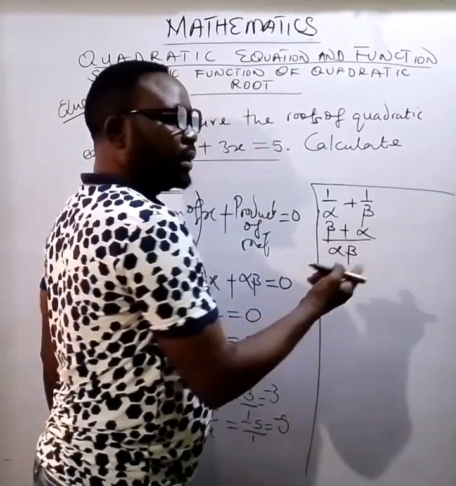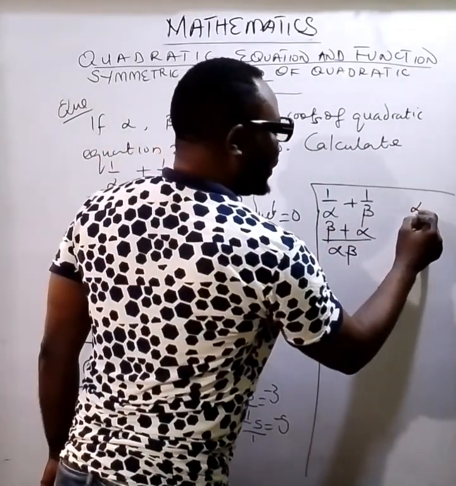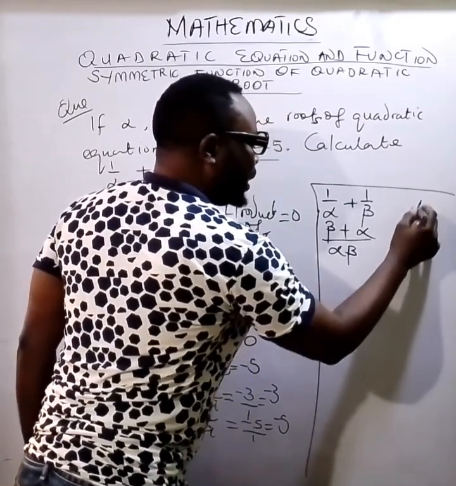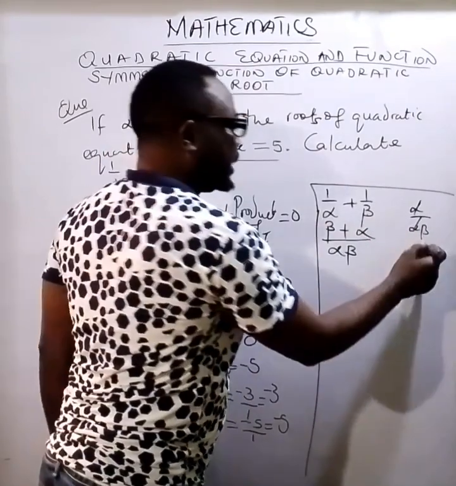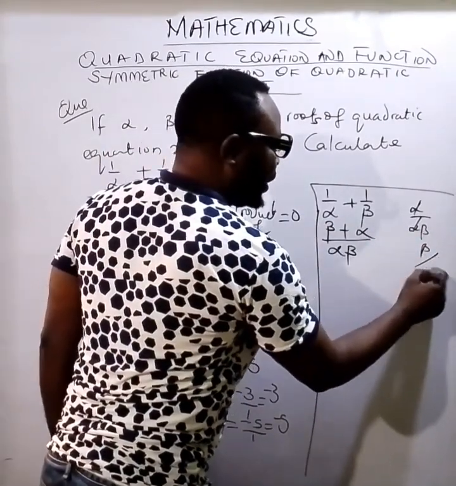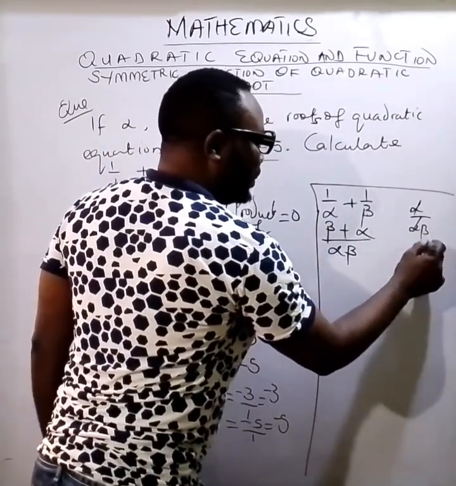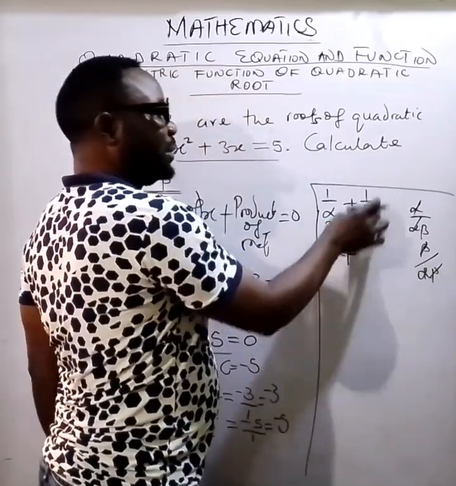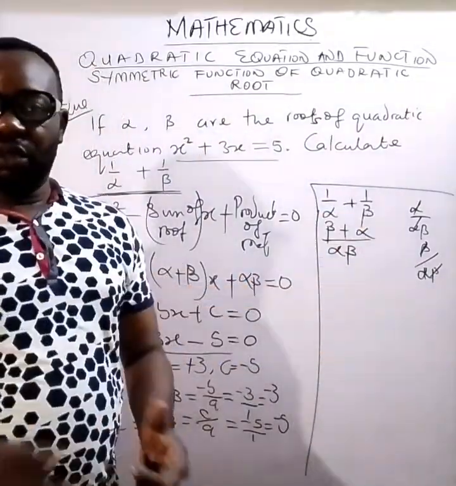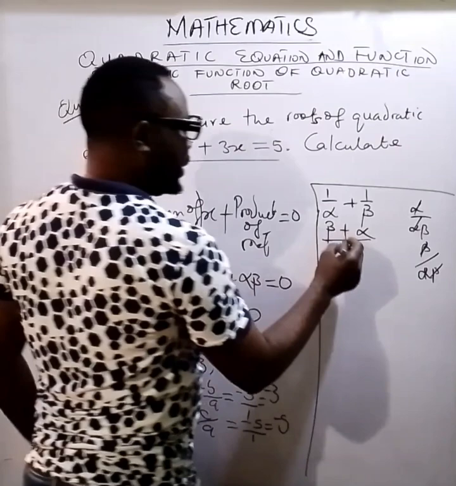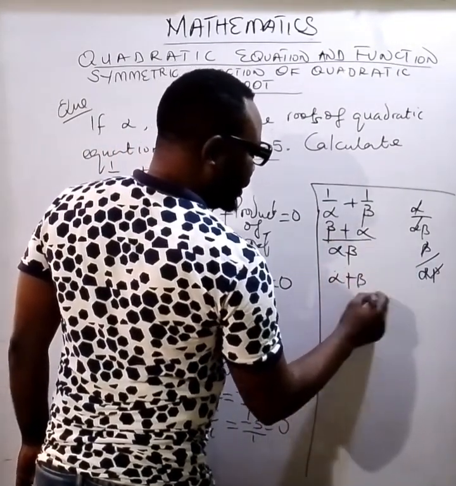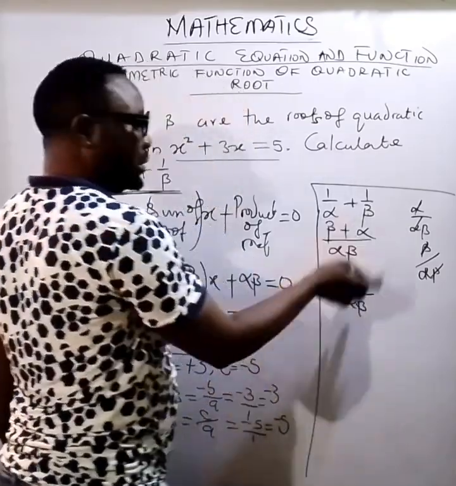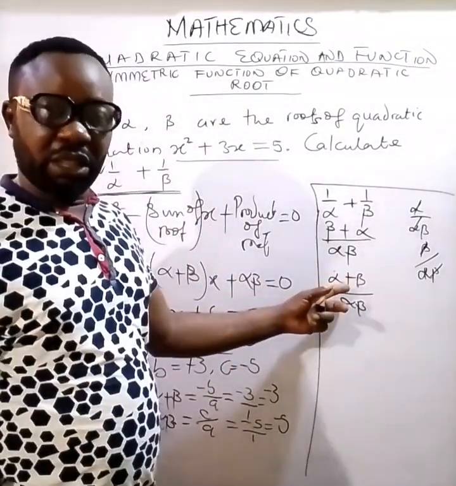How do I get all this? I just say alpha in alpha beta, I cancel it to become only beta, then I multiply by 1 to get this. And I say beta in alpha beta, beta cancels, we are left with alpha, and multiply by 1 to get this. I just showed you that. Now, this is obviously alpha plus beta over alpha beta. That is it. I just transformed it this way.